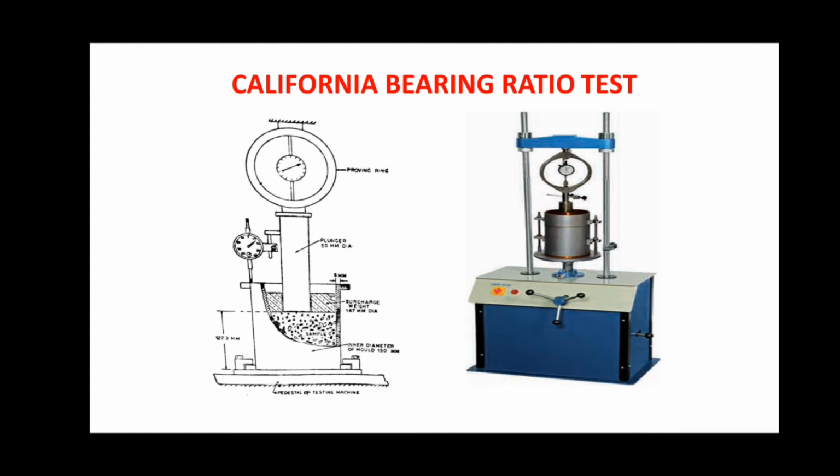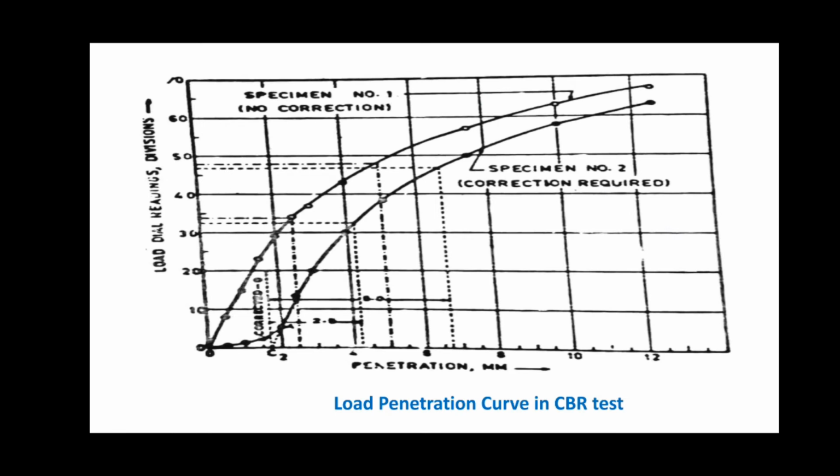The loading values are noted corresponding to the penetration values of 0, 0.5, 1, 1.5, 2.0, 2.5, 3, 4, 5, 7.5, 10 and 12.5 mm. Then the load penetration graph is plotted as shown in the figure. Two typical types of curves may be obtained, as you can see from the figure.